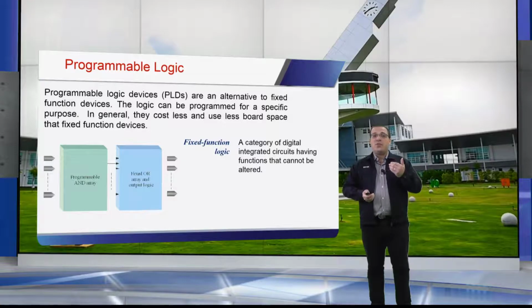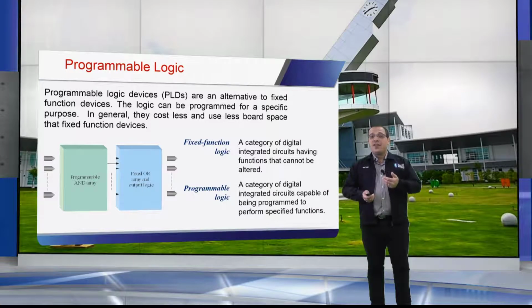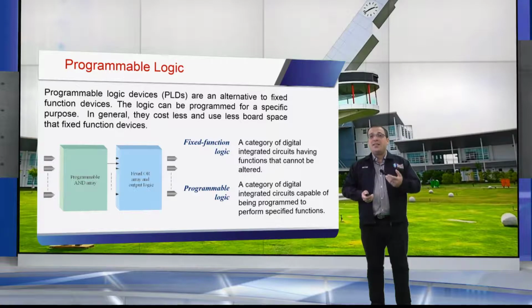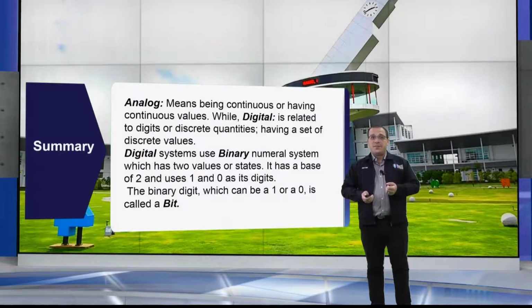So like this, we can differentiate between fixed function logic, which is a category of digital integrated circuits having functions that cannot be altered or changed, and programmable logic, which is a category of digital integrated circuits capable of being programmed to perform specified functions. So you can change the function according to the application. Improving this leads us to microprocessors and microcontrollers. Of course, the basis of microprocessors is always the same since the first invention of the microprocessor, but the capabilities and the speed of microprocessors keep increasing over time.